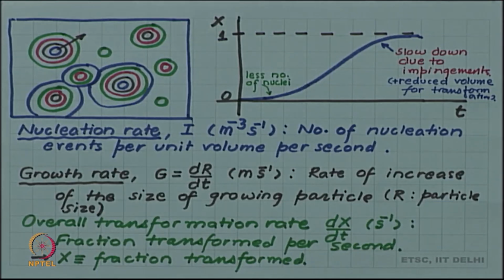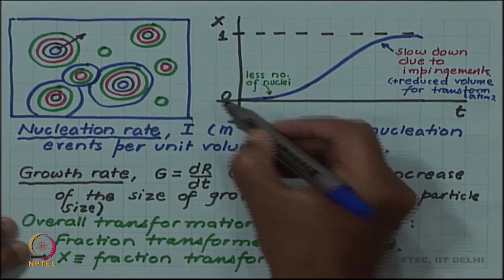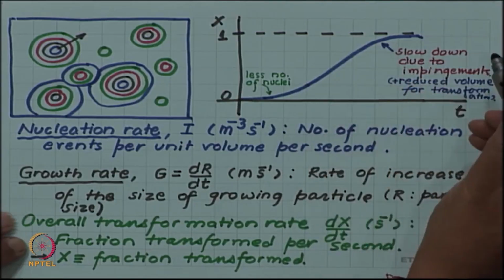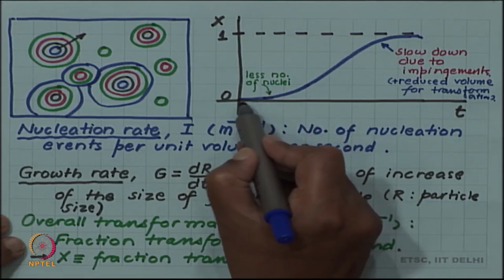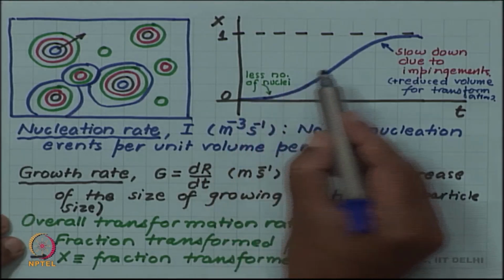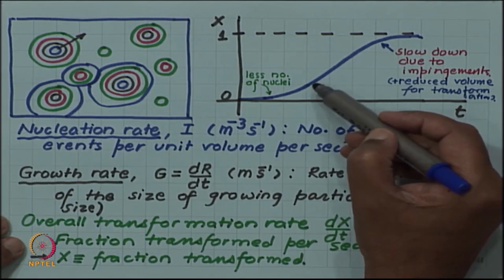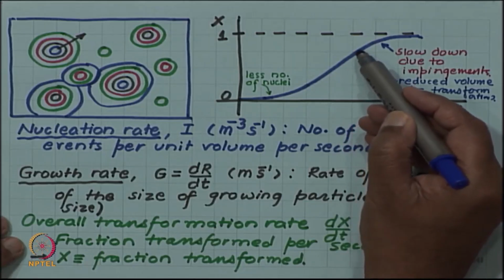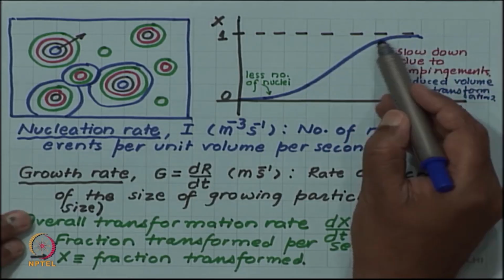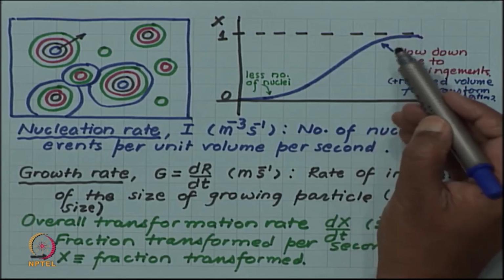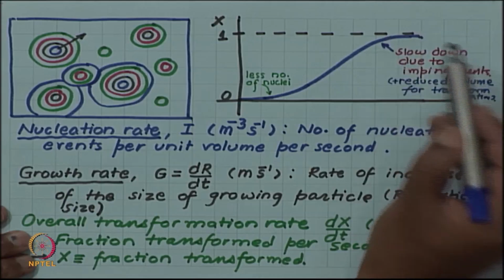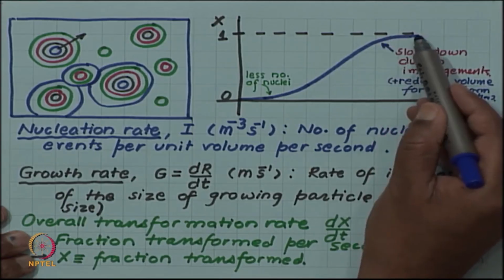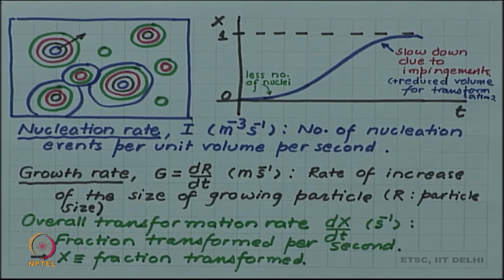So, this S curve is generally what is observed for any transformation, that the fraction transformed initially grows slowly, but as nuclei build up it picks up in the rate, and finally towards the end impingement starts taking place and the volume remaining to be transformed is less. So, the fraction transformed again slows down in terms of its time rate.